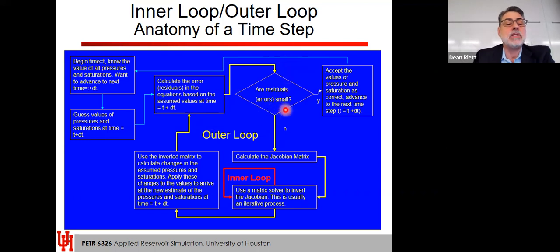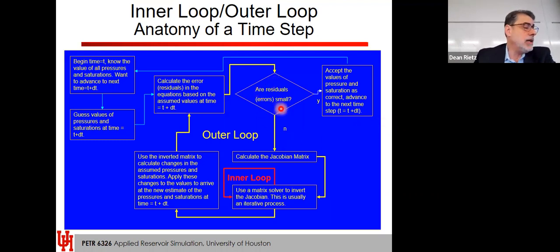And then we ask the question, are the residuals small enough? If they are, then we know what the values of the pressures and saturations are. We accept the values of pressure and saturation as correct, and we advance to the next time step, T plus delta T.